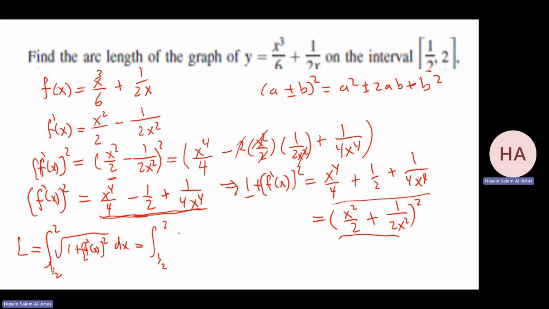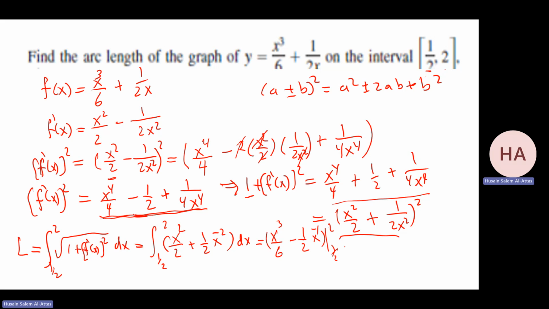So I have x squared over 2 plus 1 over 2x, dx. That gives me what? x cubed over 6 minus half x to the power minus 1. That from 2 to half. From half to 2.